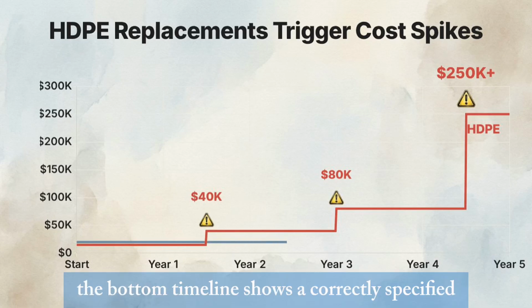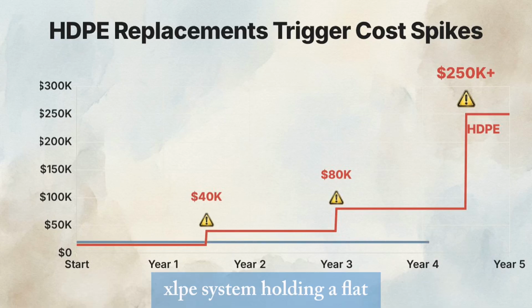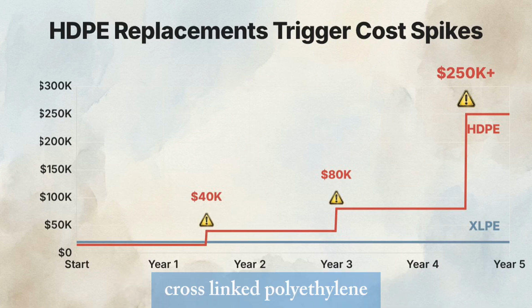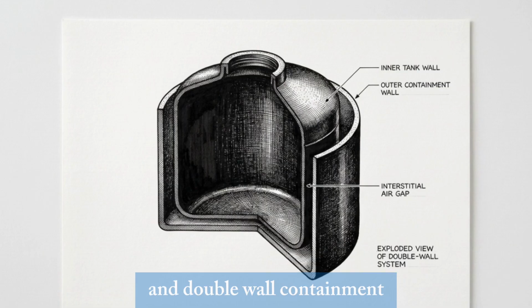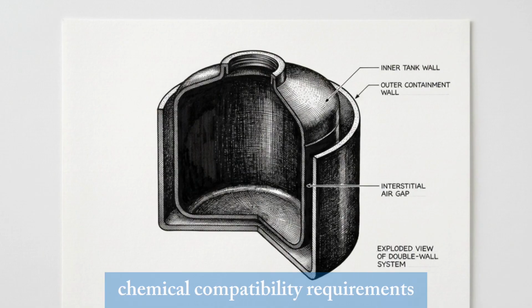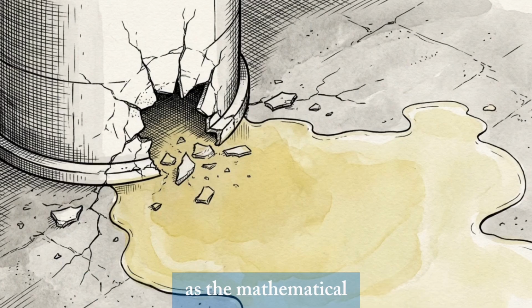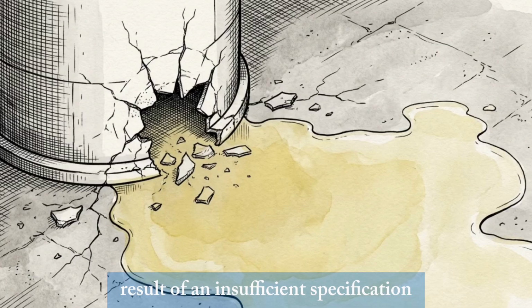The bottom timeline shows a correctly specified XLPE system, holding a flat, predictable baseline near $20,000. Cross-linked polyethylene and double-wall containment satisfy the specific chemical compatibility requirements of trade-grade bleach. A tank rupture occurs as the mathematical result of an insufficient specification.